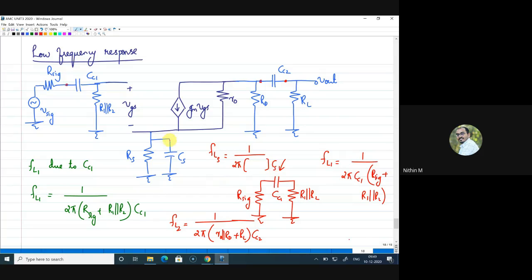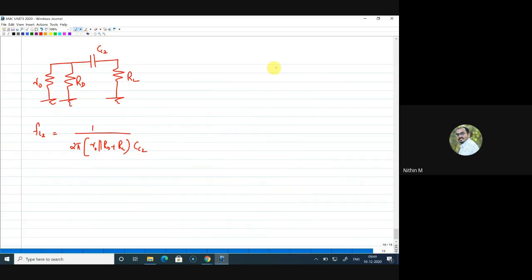Now, if you look at this capacitor, this is a grounded capacitor. So at the one end, nothing is connected. At the other end, you have the resistance. What is the resistance seen down? It is RS. What is the resistance seen up? Looking into the source, the resistance seen is actually 1 by GM. So I can write this as 1 by GM parallel to RS.